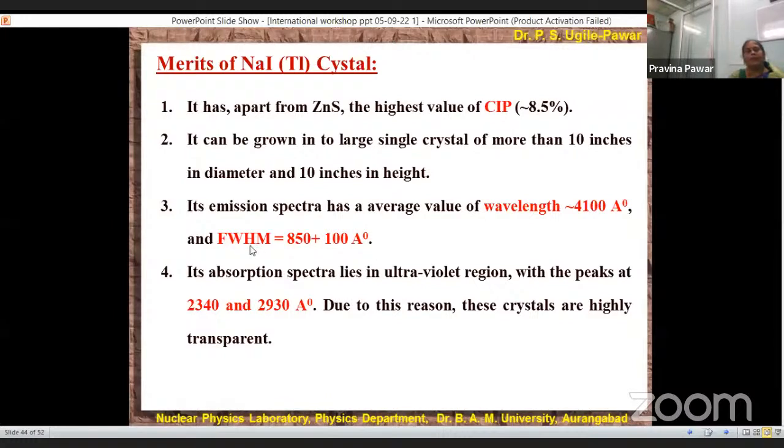So what is this FWHM? Suppose we are plotting number of counts on the y-axis. Maximum counts are, suppose, 10,000. Then half maximum is the middle, that is 5,000. Draw a line at that value and two perpendicular lines to the x-axis, and find that width, which is called the full width at half maximum. Its absorption spectrum lies in the ultraviolet region with peaks at 2340 and 2930 angstrom units. Due to this reason, these crystals are highly transparent.